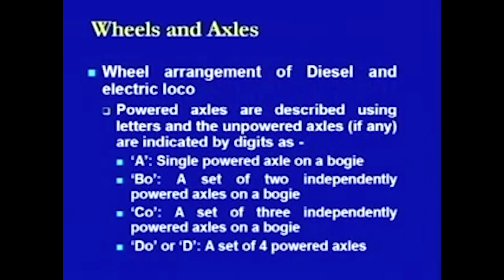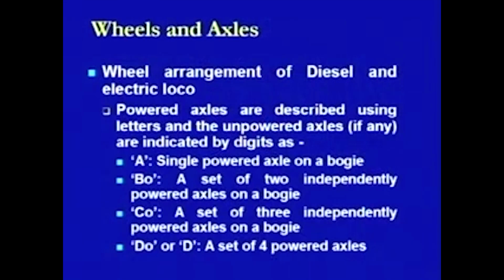These two independently powered axles on a bogie are not a coupled condition. In the case of the coupled conditions, the same power will be used to transfer the traction to the axles which have been attached to it, whereas in this case the power will be given separately to the different axles.